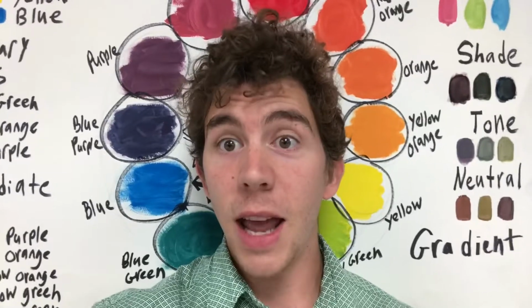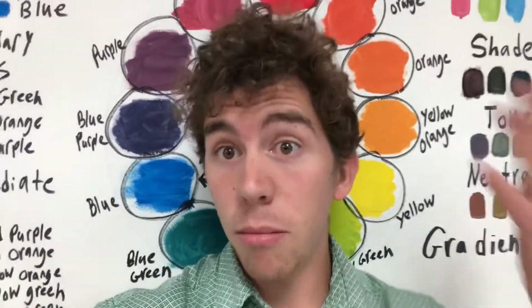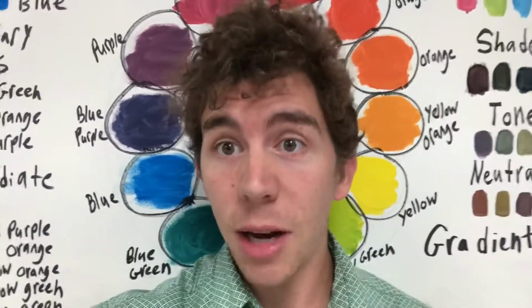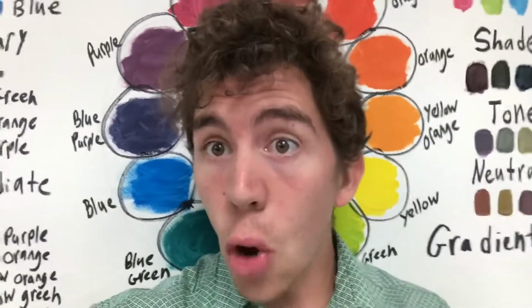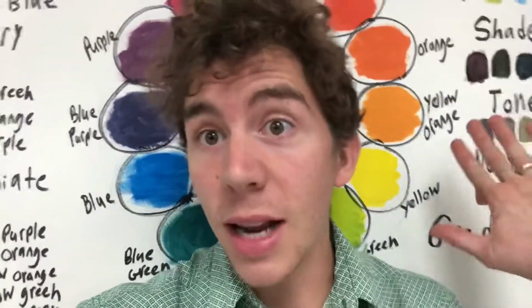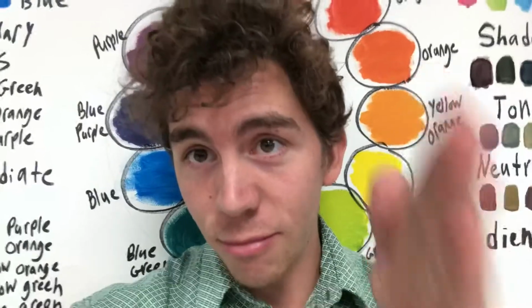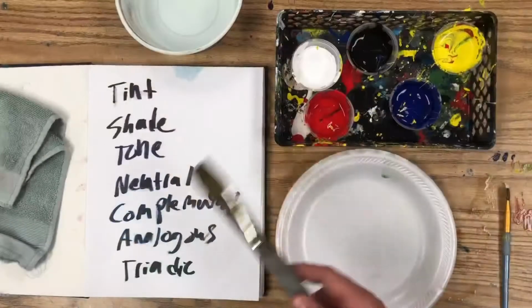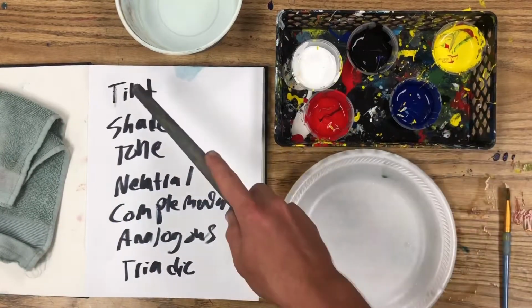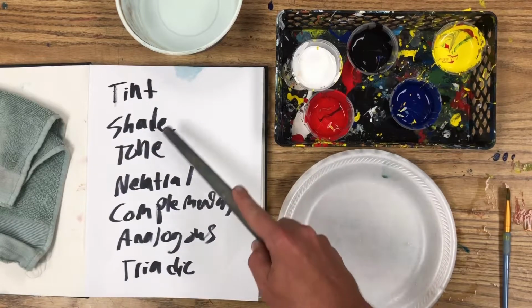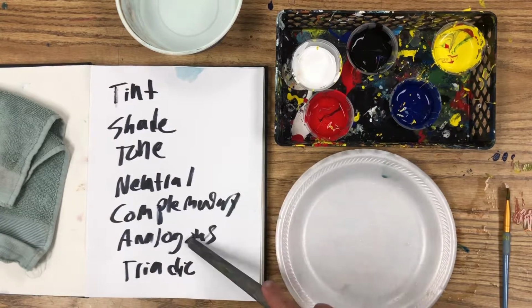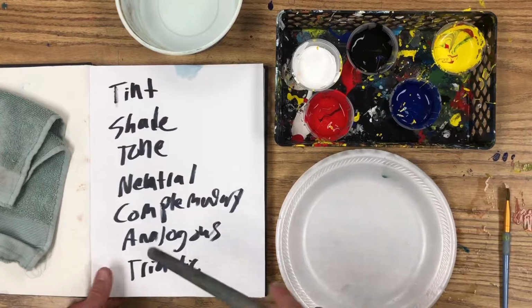Hello. Today, we'll be using everything we've learned about the color wheel to create an abstract painting. We're talking tints, tones, shades, neutrals, complementary, analogous, even triadic. Let's get to it. Here you can see a list of all the things we've learned this week and everything we're going to use in the painting. Tint, shade, tone, neutral, complementary, analogous, and triadic.